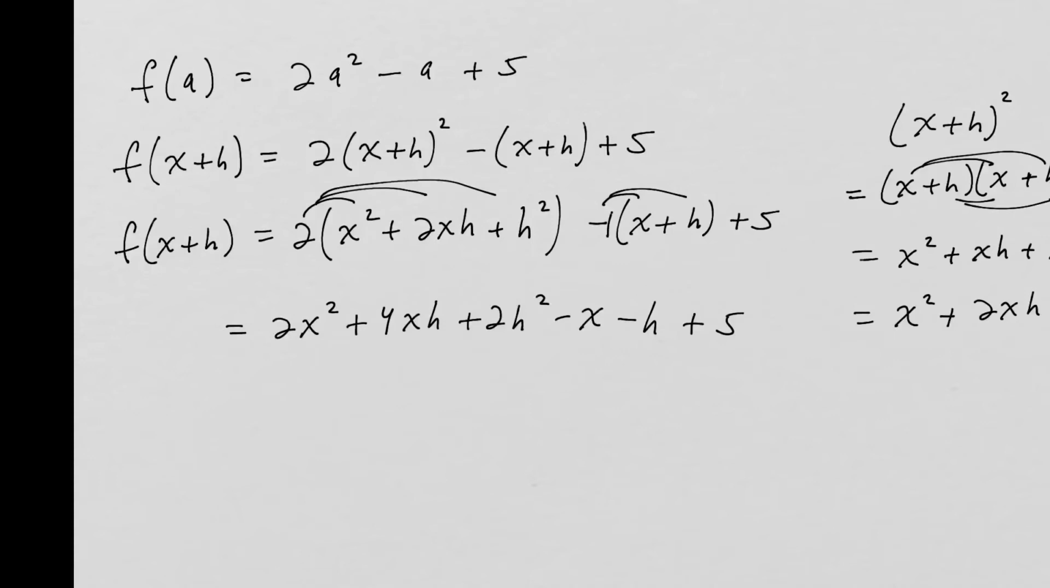And that's it, right? I can't really simplify any further. There's no other like terms I can combine, so that's my answer. So the output, when the input is x plus h, the output of that function is that entire expression there, 2x squared plus 4xh plus 2h squared minus x minus h plus 5.